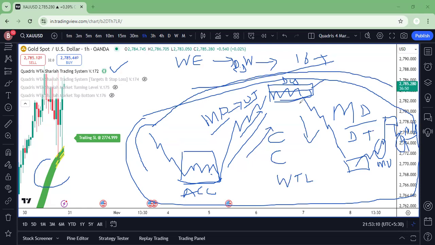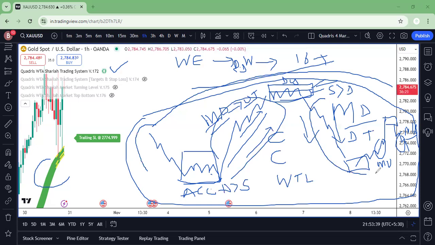which was given by Richard D. Wyckoff: accumulation, markup, distribution, markdown. If you only follow this, that is more than enough for us, because in the accumulation and markup phase, demand is greater than supply, and the result of that is higher prices. In distribution and markdown, supply is greater than demand, and the outcome is a downtrend or a markdown phase.